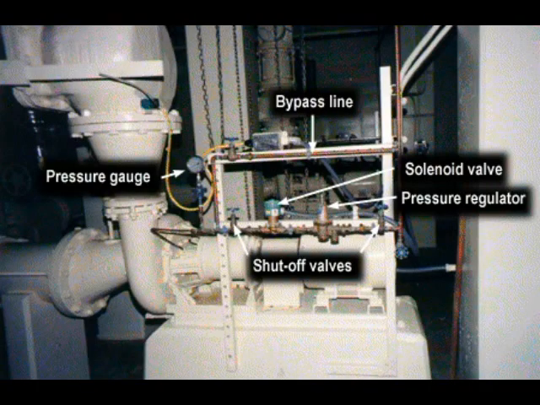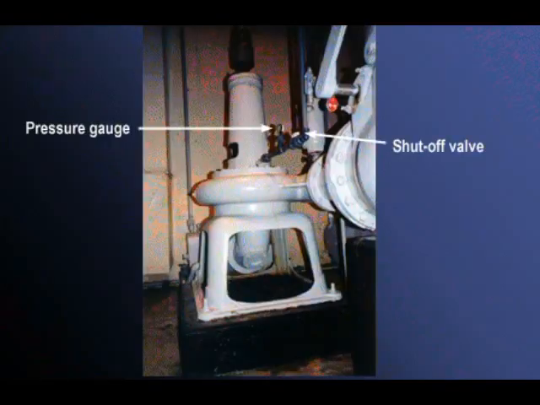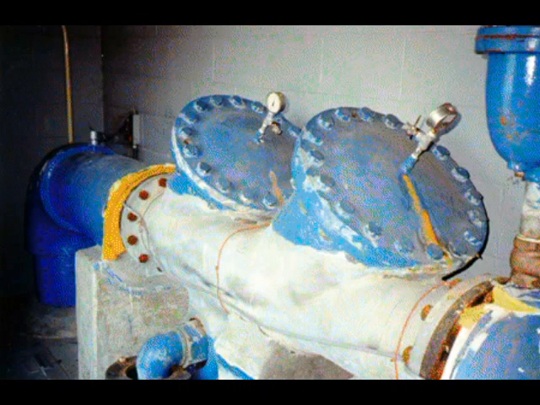Let's again consider the seal water supply arrangements possible. This particular system includes a water line with a pressure regulator, a solenoid valve and a pressure gauge, along with shutoff valves and a bypass line. Seal water systems can also be much simpler. This example shown here has a water supply, a shutoff, and a pressure gauge. Here is a picture of one type of backflow prevention device.